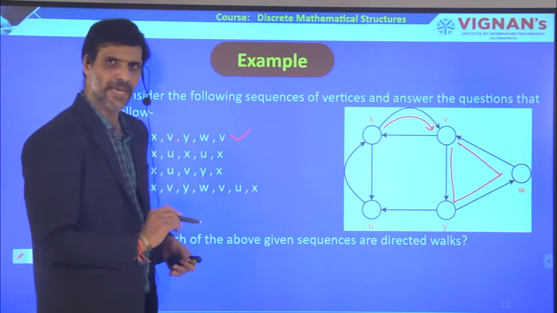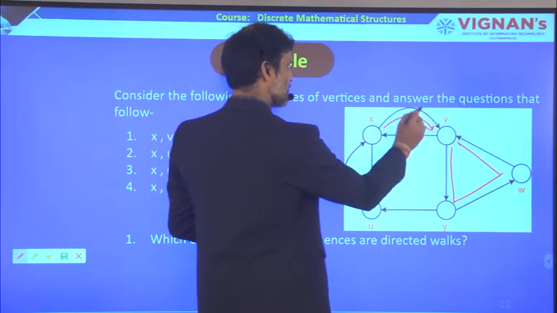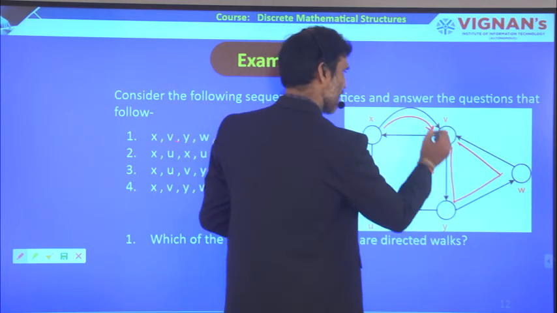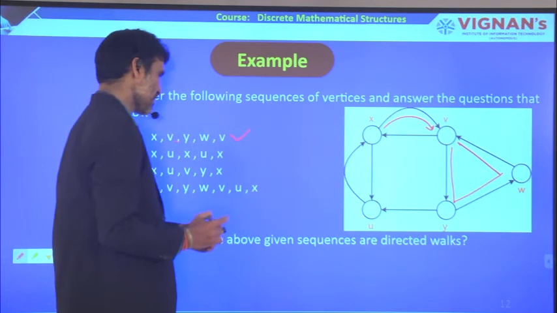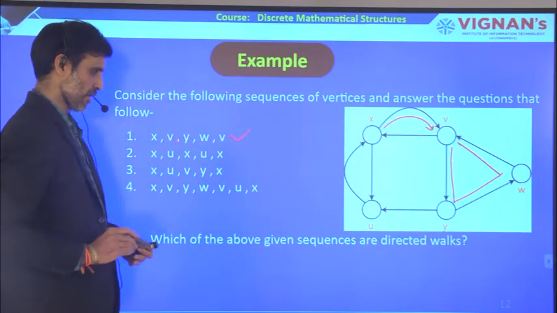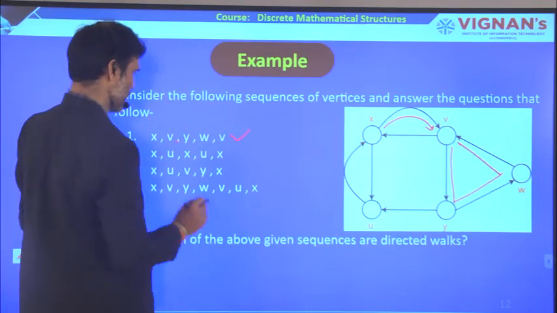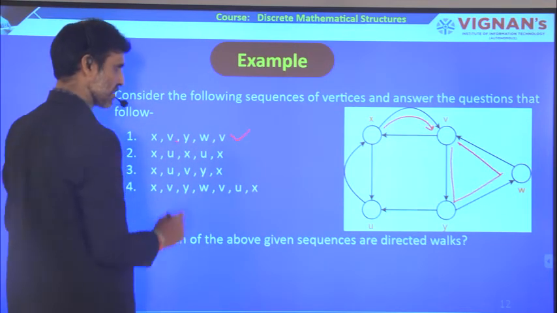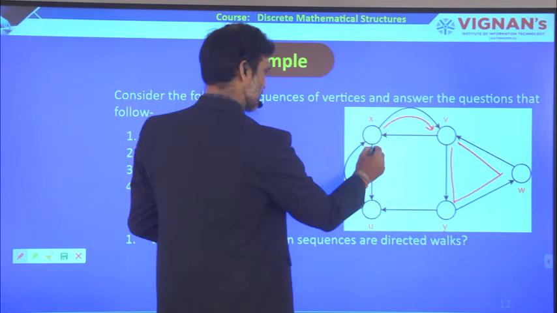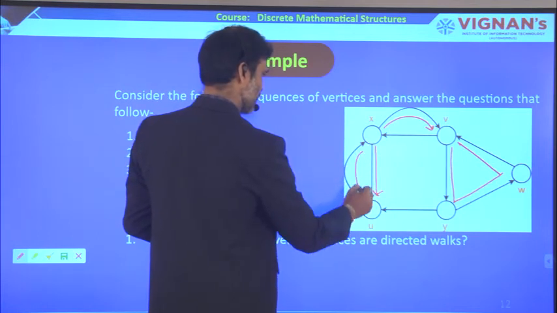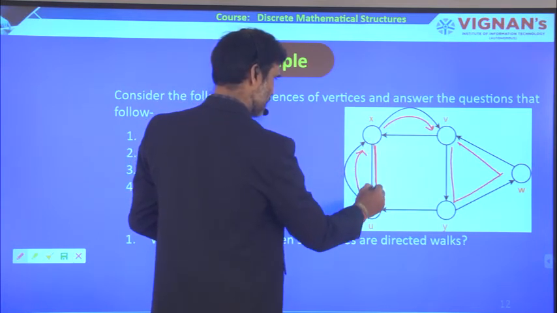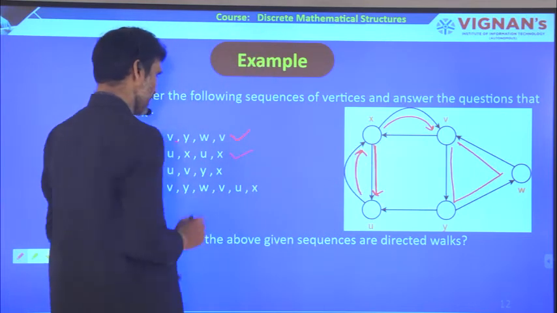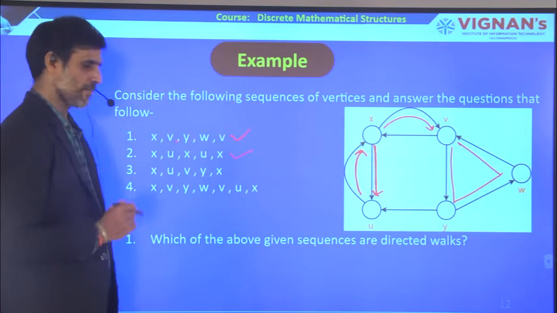Why can we call it a directed walk? Because the edges are represented with directions when you traverse these particular vertices. Therefore it is a directed walk. The first one is a directed walk. Next, x to u, u to x, x to u, u to x. Simply this is from here to here, here to here, again come back to here, again like this. Again it is a directed walk. Edges and vertices are repeated.